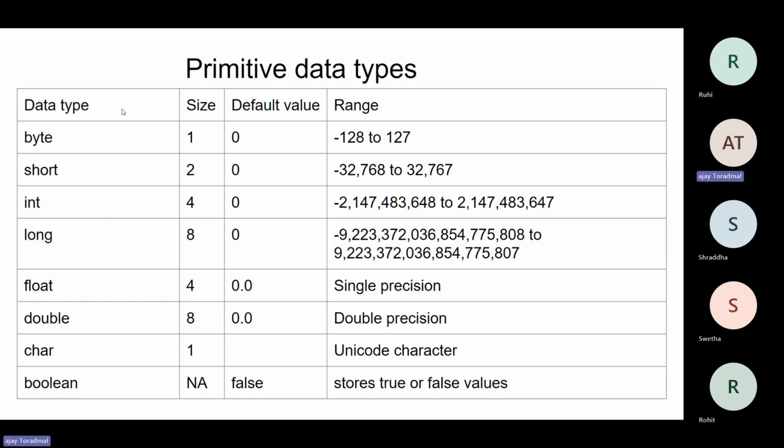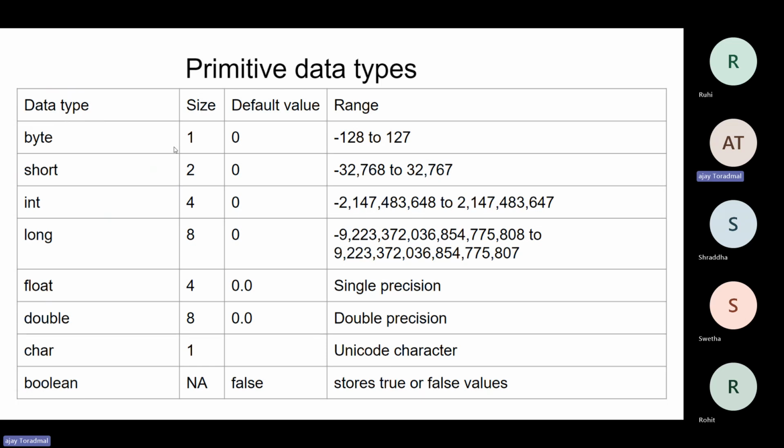Primitive data types. There are 8 primitive data types available in Java. These are only 8. Now if you see in this particular chart, for each and every type, there is a fixed size available.